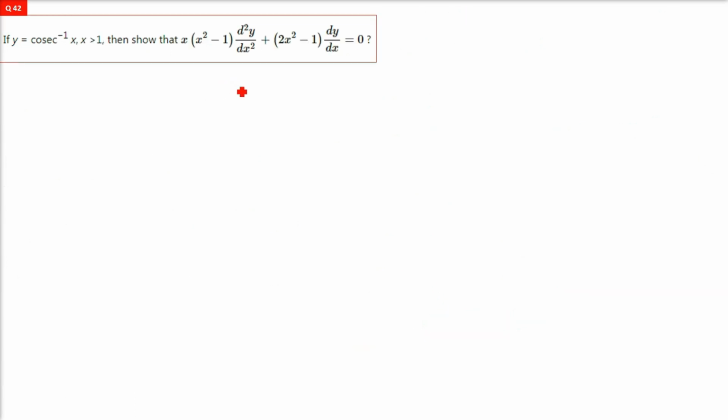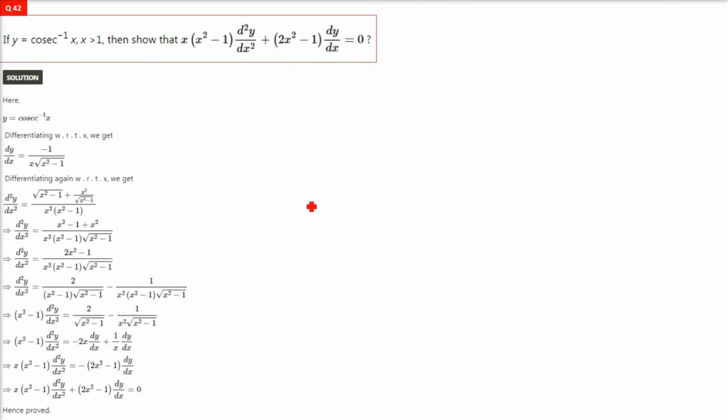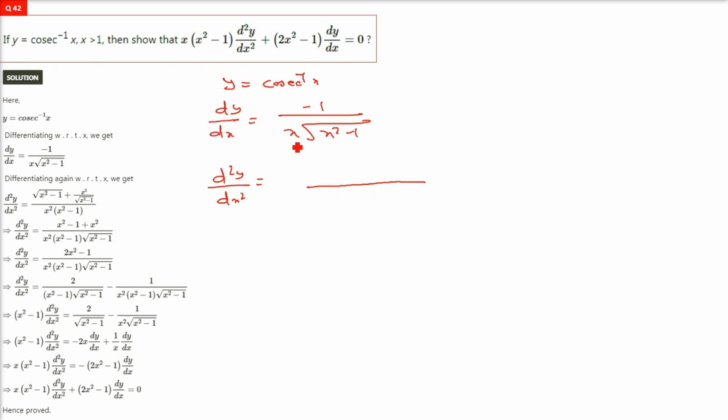For this question, I'll just give you a reference and we will do it entirely. The only thing you need to know is the differentiation of cosec inverse x. So y is equal to cosec inverse x, dy by dx is equal to negative 1 divided by x square minus 1 in the root. This you need to remember. For d2y by dx2, the denominator, just square it. This will be x square, and under root x square minus 1 squared will be x square minus 1 only. Then this x into under root x square minus 1 goes here.